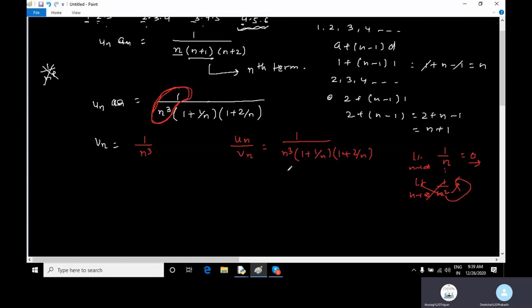He taught us 1 by n power p minus q for finding Vn, where p is the highest power of the denominator and q is the highest power of the numerator. That numerator is nothing, is there, no? Isn't it supposed to be power of 1? 1 power 1?